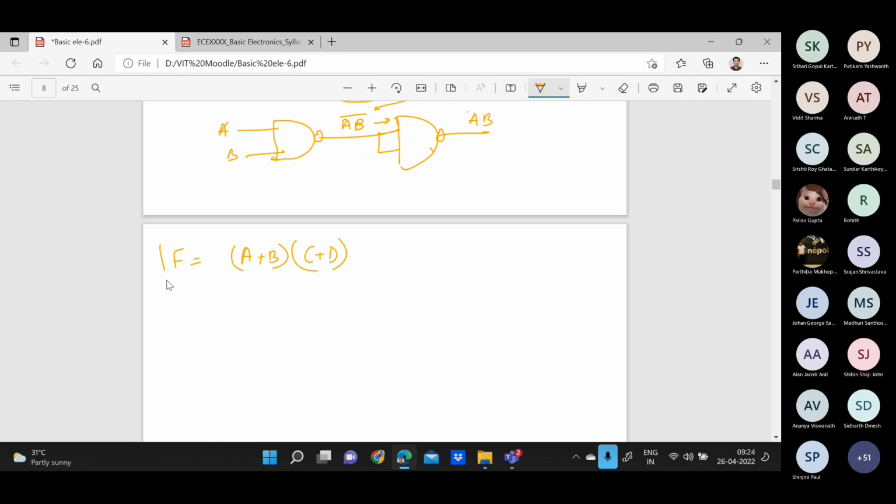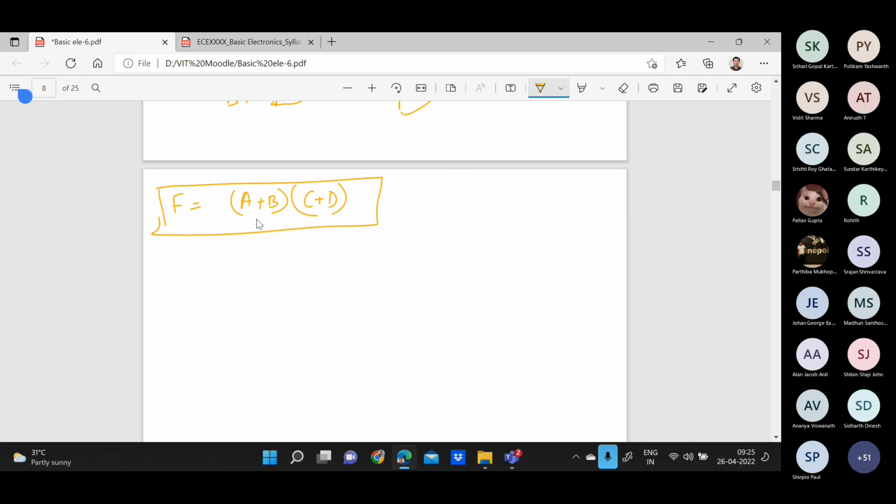If I gave you any function and asked you to represent it using NAND gate logic, what is the procedure? You can check. This is sum, this is sum, and this is product. This is not a sum of product, SOP. No, this is product of sum. This is sum and we are taking the product. So it's product of sum.